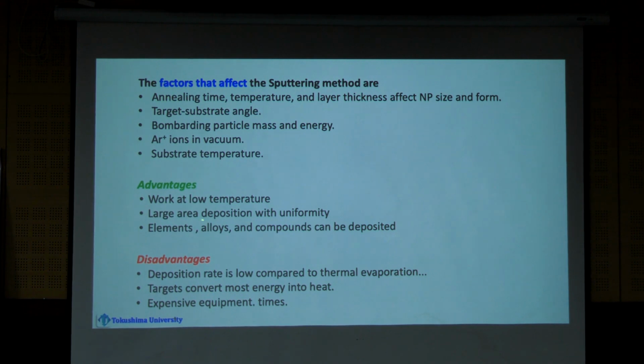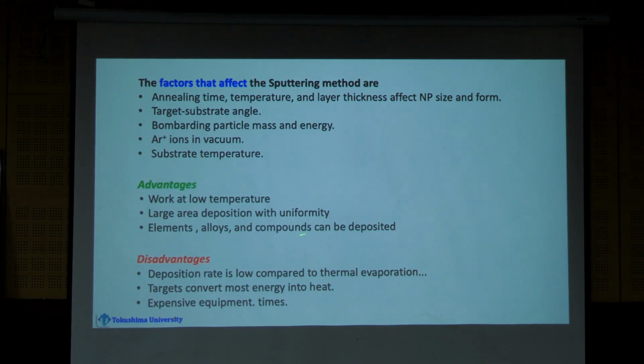These are the advantages. It can work at low temperature. Like in thermal evaporation, high temperature is required. High temperature means reaching the melting point, and only then will the material evaporate. Here low temperature is okay because plasma is created due to the electric field. Large area deposition with uniformity. You can put a large silicon sample, like a 6-inch wafer, and it is possible to create large area deposition.